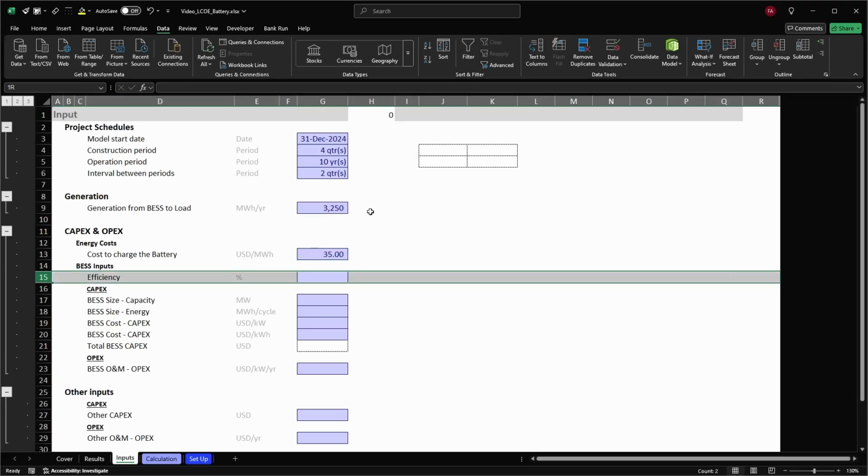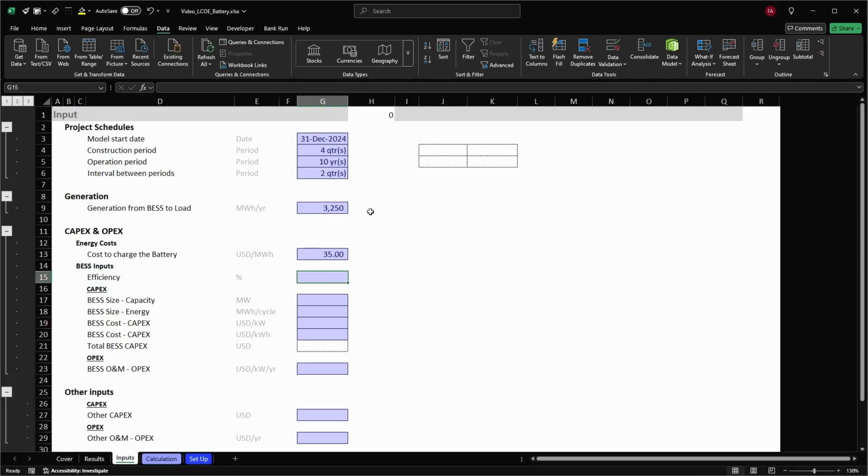So this is a very important parameter in the model because that's going to tell you how much energy we're going to need in order to charge the battery, or to produce this amount of electricity per year.